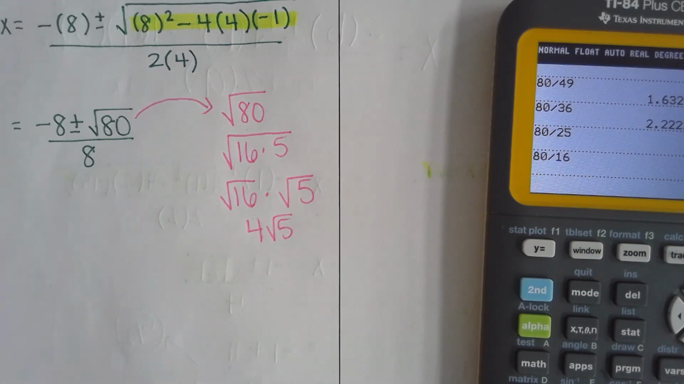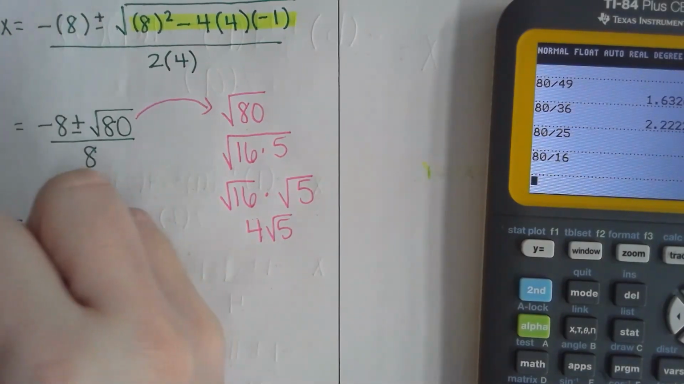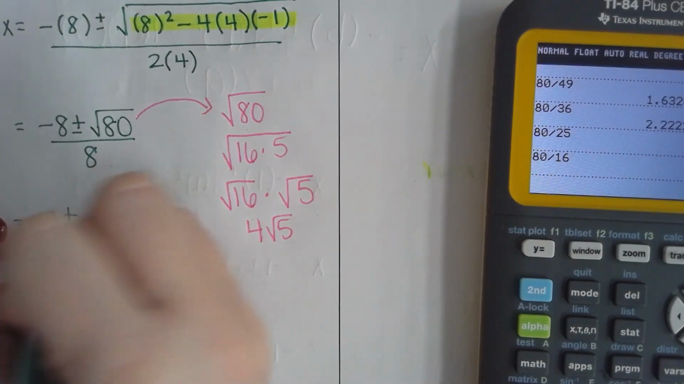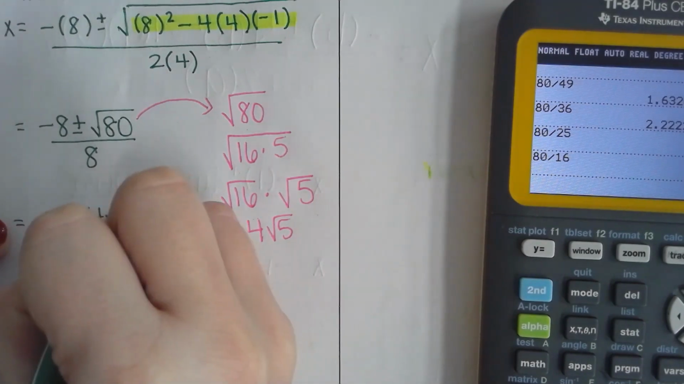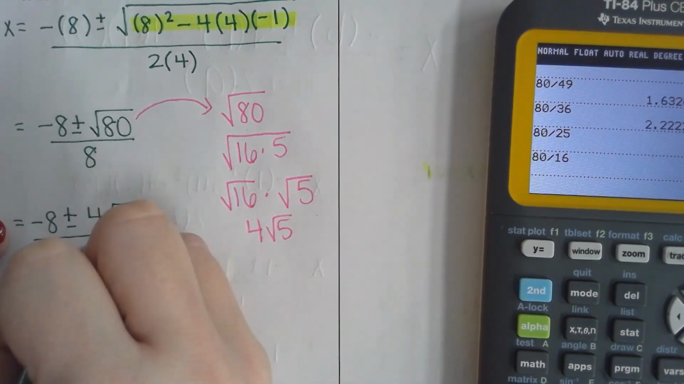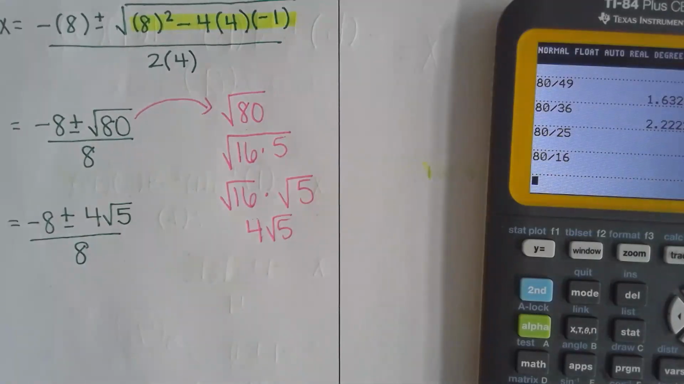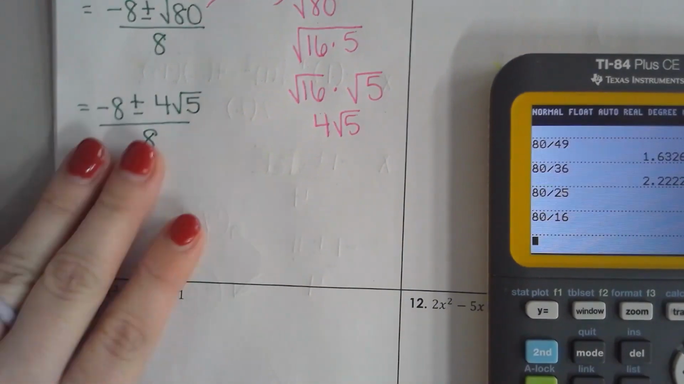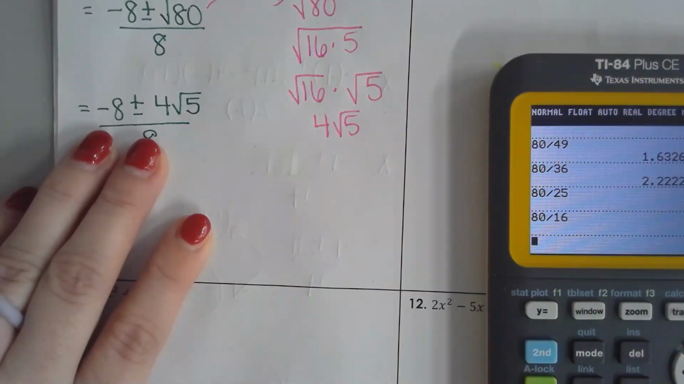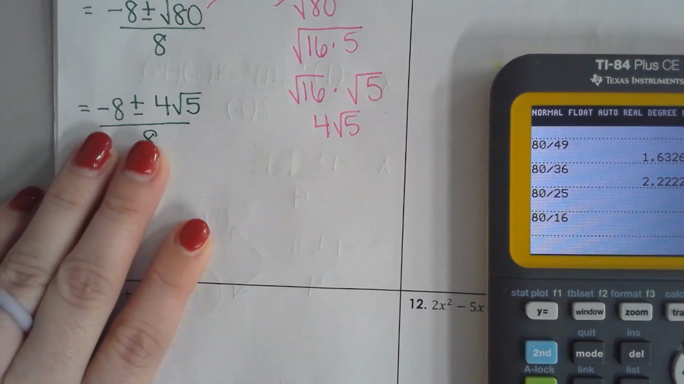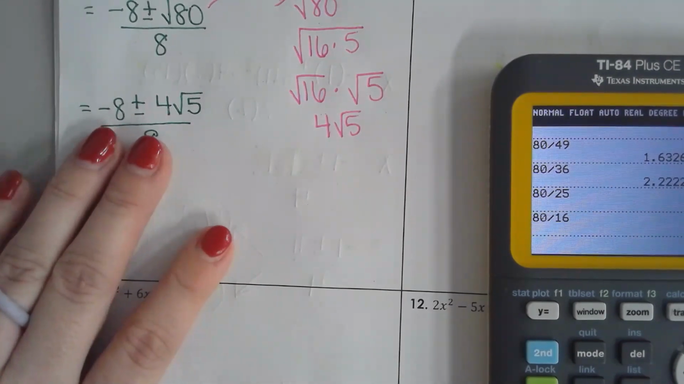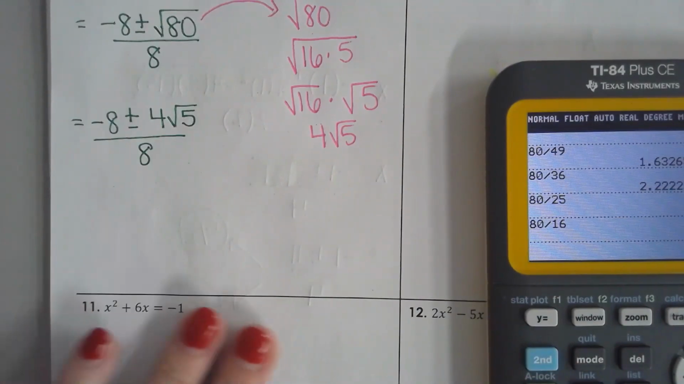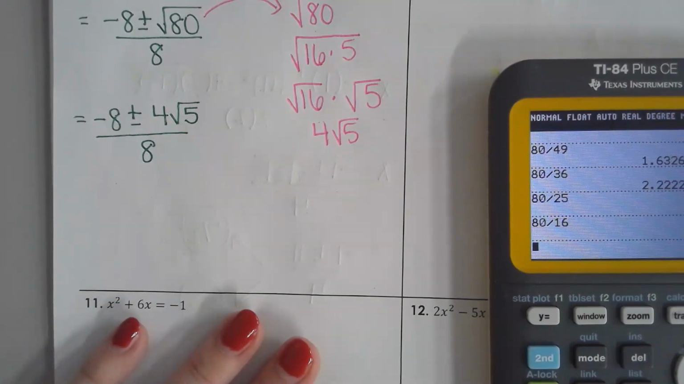So this is negative 8 plus or minus 4 square root of 5 over 8. At this point, you might be done. We're not going to type this in the calculator. It's going to give us a weird decimal. It's not going to give us a nice decimal. That's the whole point of not even putting it in the calculator to begin with.